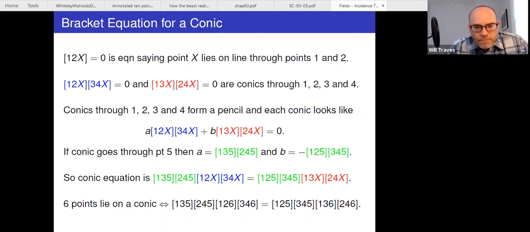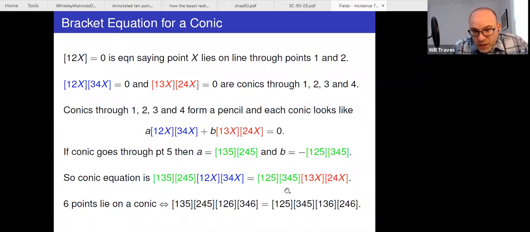Now we happen to know that we want our conic to go through the point 5. So we could plug in x equals 5 everywhere, and we could see a constraint on a and b. You can see that if a is exactly what you have over here in red, [1, 3, 5][2, 4, 5], when you plug x equals 5 in, and if b is exactly what you have over here in blue, when you plug x equals 5 in, but with a negative sign, then it satisfies this equation. And so it tells us that the equation of the conic going through the 5 points, 1 through 5, is exactly this equation.